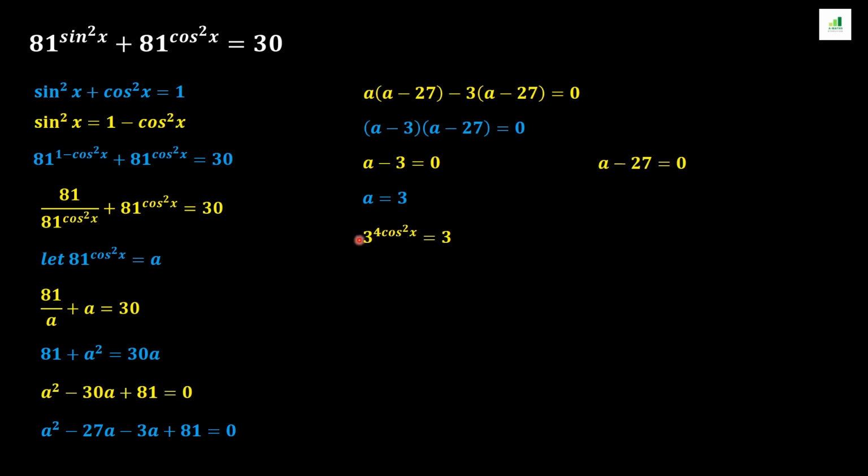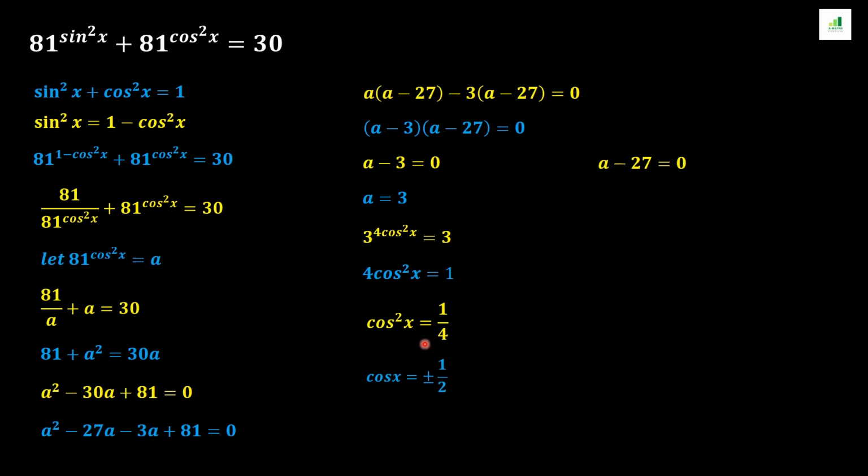Now from the basic rule of algebra, if the two bases are equal in magnitude, then their powers are also equal. So here we apply the same rule and we will get 4 cos square x is equal to 1. Now this 4 will move to the other side of the equation and will divide this 1, and we will get cos square x equal to 1 over 4.